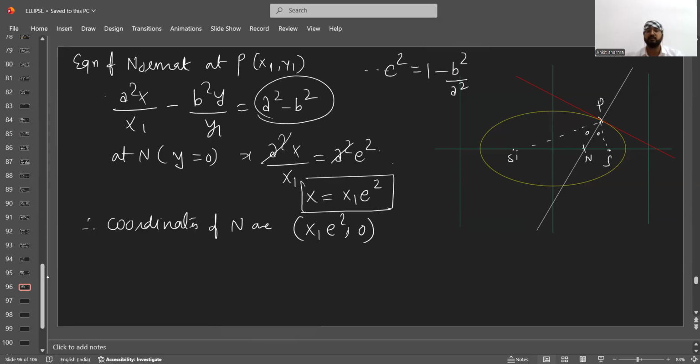So now I can find SN. SN would be simply what? This point I know. S is (ae, 0) and N is (x1e², 0). I want SN, and SN could be written as OS − ON. So what is OS, by the way? OS is ae, minus ON, which is x1·e².